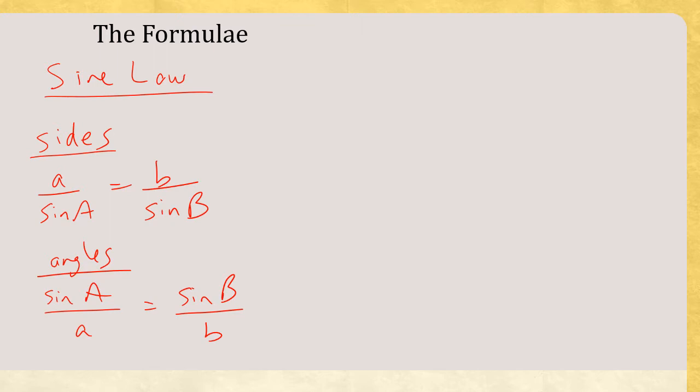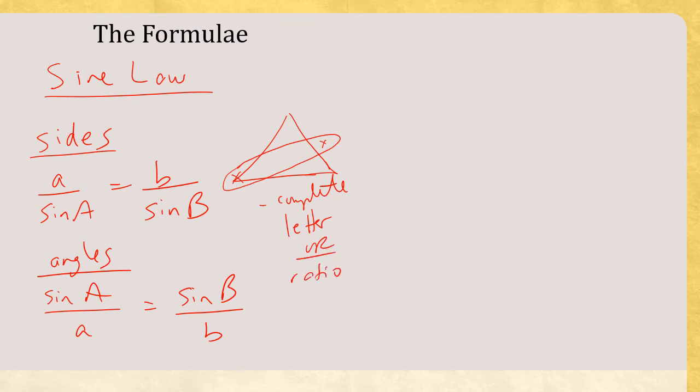How do you know to do sine law though? You need a complete letter or a complete ratio. So in other words, if I was just to draw a very quick triangle here, you need to have a complete ratio, meaning you need to have an angle and a side completely across from each other. If you have both of those pieces of information, you should be able to solve any non-90 triangle. So you need a complete letter, or if you want to think of it as a complete ratio. So that's sine law.